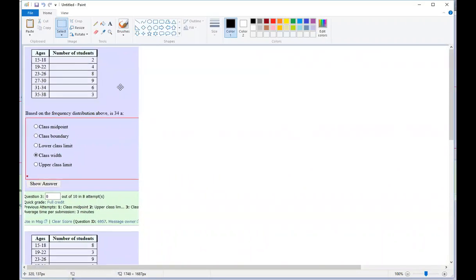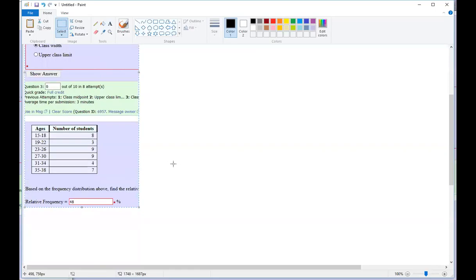Okay. So this is asking me, based on the frequency distribution above, 34 is a what? Well, let's see. I'm looking at 34. Okay, and the person who did this didn't choose the right one. So let's take a look at how this corresponds to what I did. Or maybe let's just talk about it. See how 34 is the upper limit of that range, of that class, of that bin. So it's the upper, how do they word that? Upper class limit. 31 would be a lower class limit.